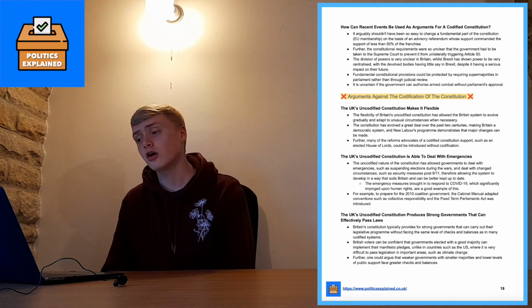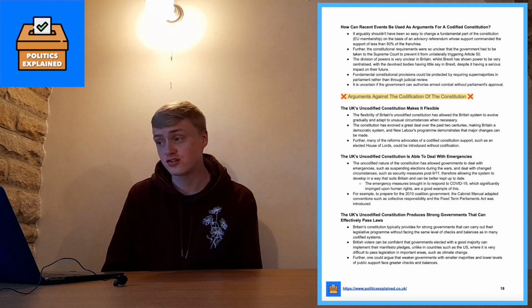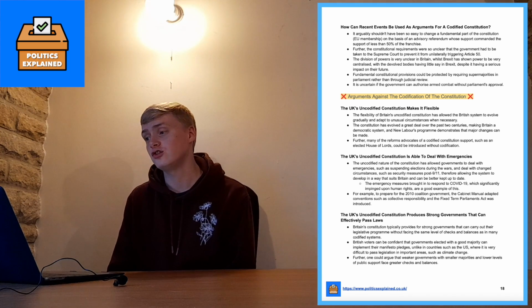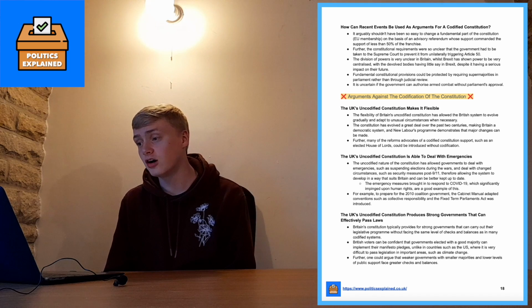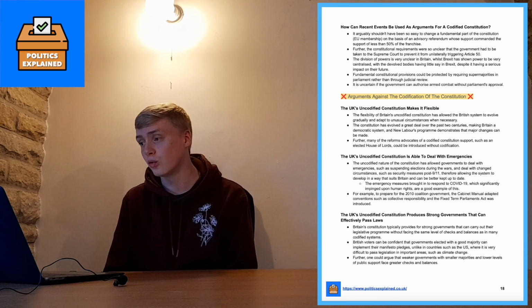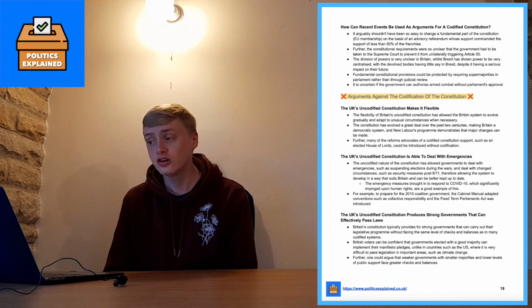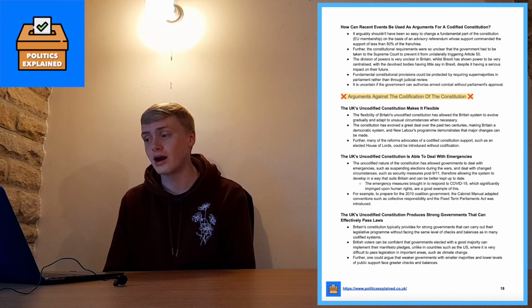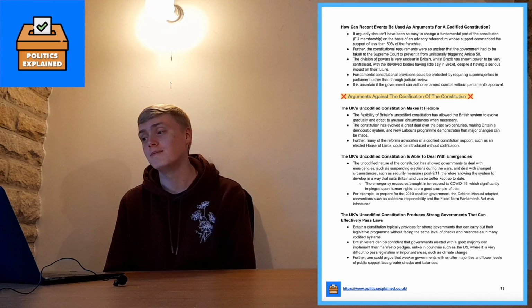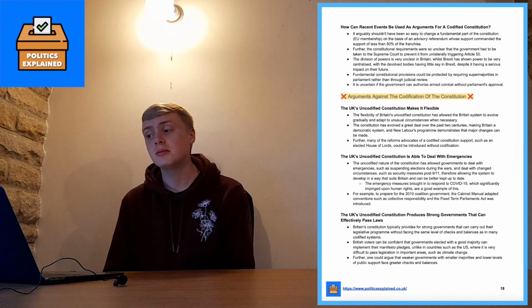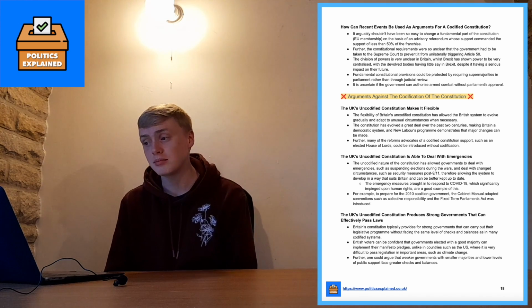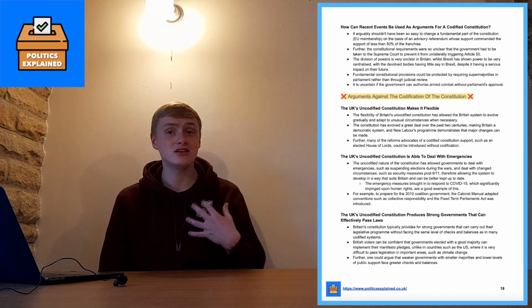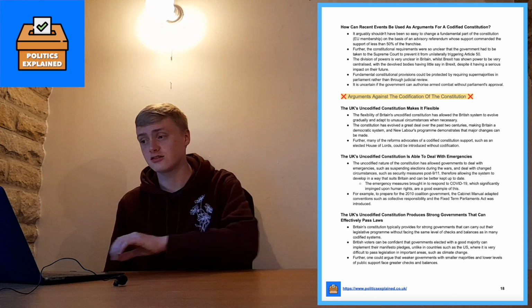Secondly, the UK's uncodified constitution is able to deal with emergencies. The uncodified nature of the constitution has allowed governments to deal with emergencies, such as suspending elections during the wars, and dealing with changed circumstances, such as security measures post 9/11, therefore allowing the system to develop in a way that suits Britain and can be better kept up to date. The emergency measures brought in to respond to the COVID crisis, which significantly impinged on human rights but were seen by many as justified, are a good example of this.